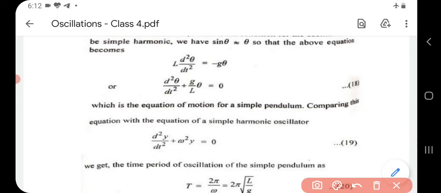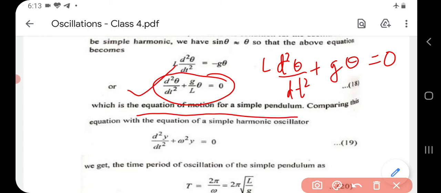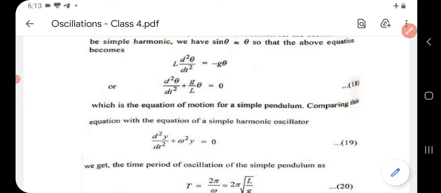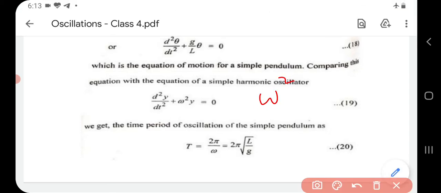Now rearrange this equation, that is l d square theta by dt square plus g theta equal to 0. Then dividing throughout by l, you will get the final expression, or the equation of motion for a simple pendulum, as this. Now you just compare this equation with the equation of the simple harmonic oscillator, d square y by dt square plus omega square y equal to 0. So on comparing equation 18 and 19, in place of omega square, what you have is g by l, right? So omega will be equal to root of g by l.